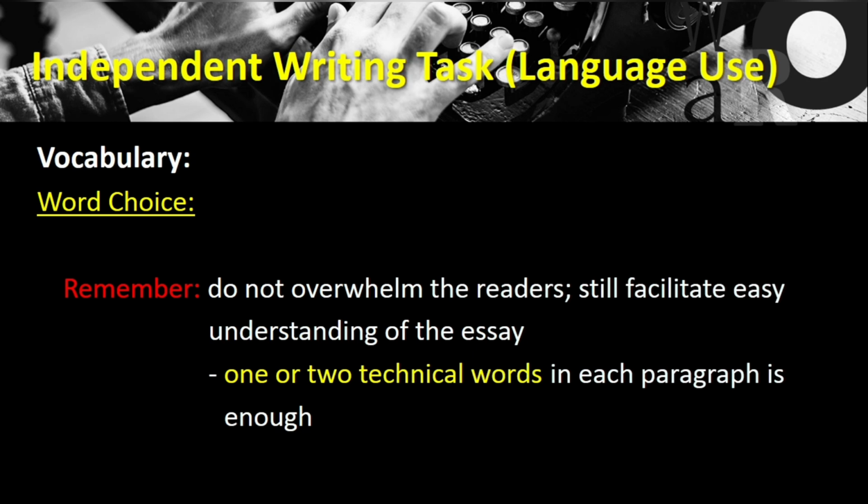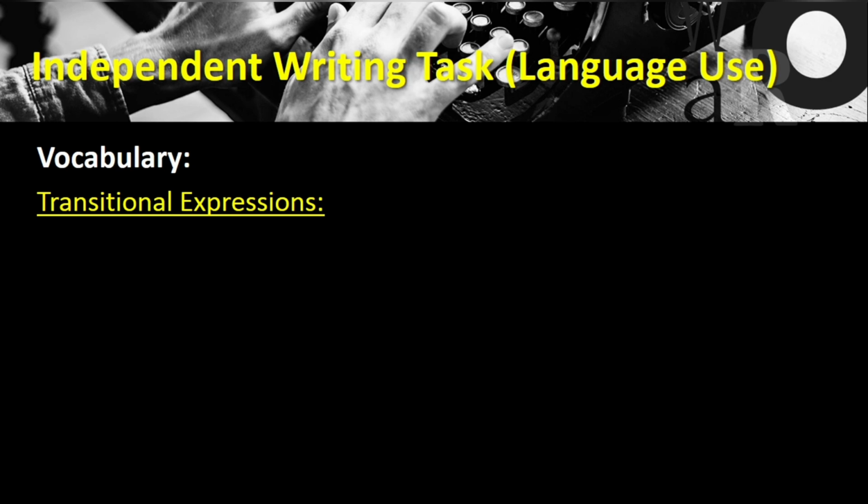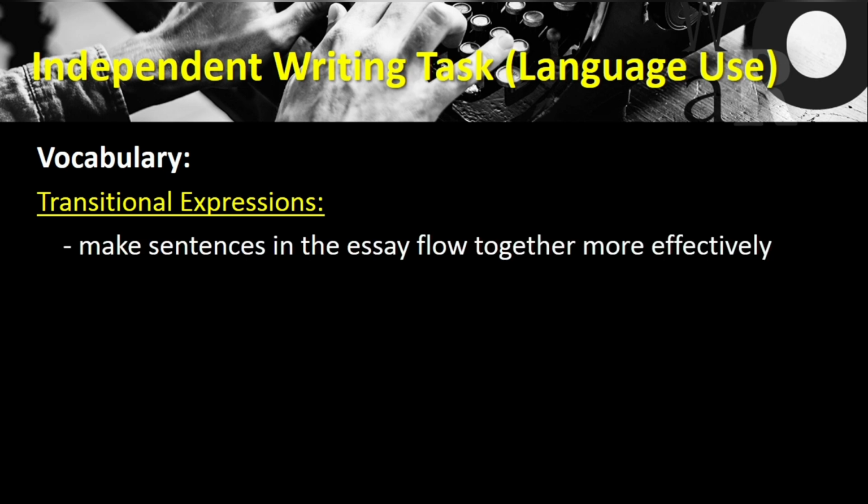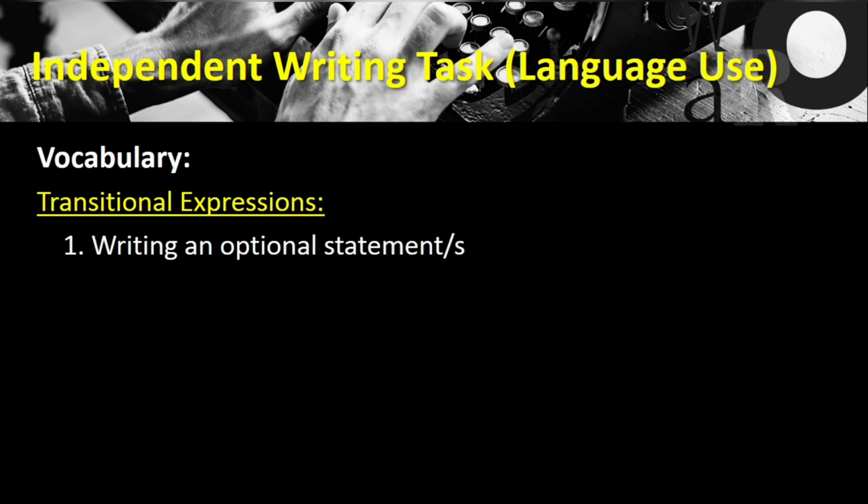Aside from word substitutes, transitions are also one area of the essay that is rather important. These words or expressions, when used in an essay, make sentences flow together more effectively. In my other video about the independent writing task, remember I mentioned that for an essay to get a perfect score of 5, enough transitions should be used. Let us enumerate the possibilities where you might need to use transitions. First, you need to use a transition when writing an optional sentence instead of background information in the introduction, to show contrast when presenting the two sides of the prompt.